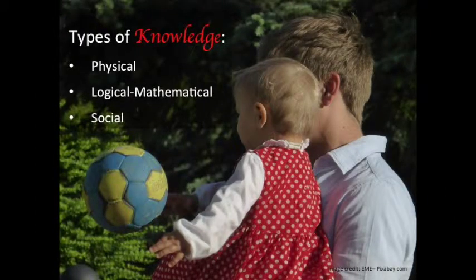Jean Piaget described children's cognitive development as involving three different types of knowledge: physical knowledge, objects in the world that can be learned about through the senses, touch, smell, taste, etc. Logical mathematical knowledge, which is more of an abstract knowledge concerned with actions on objects. And social knowledge, the actions, interactions, and culture of people.